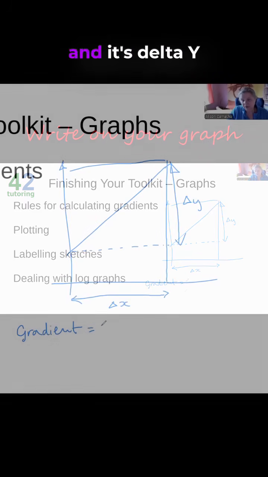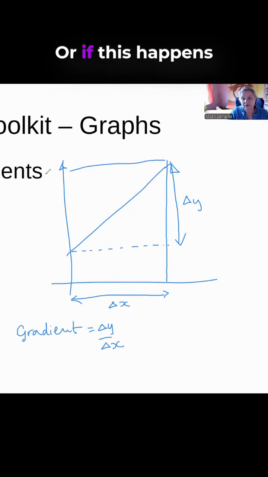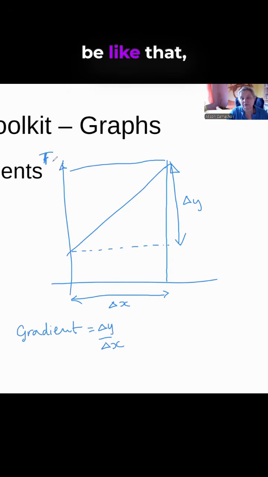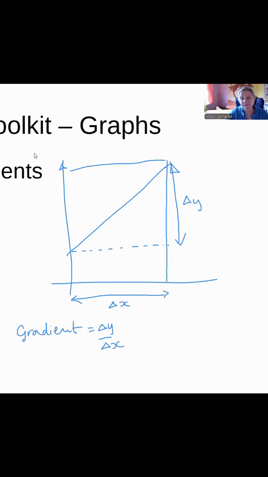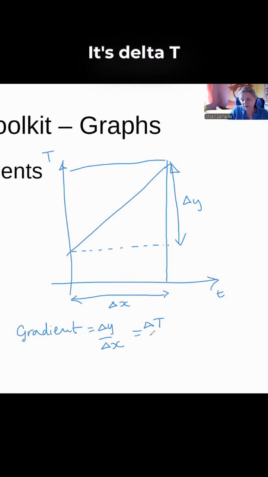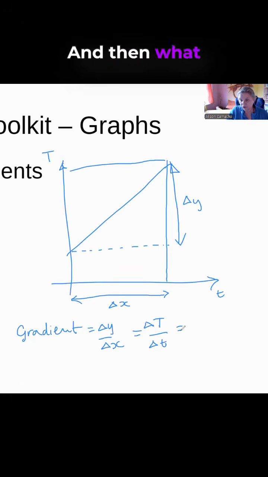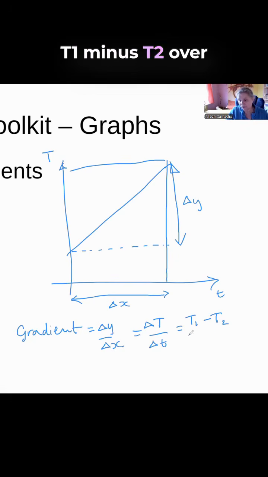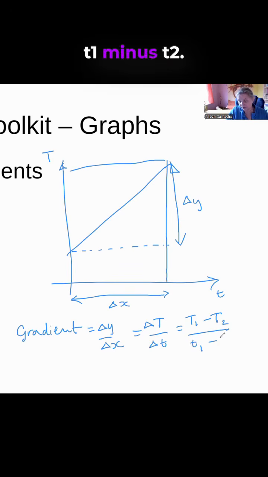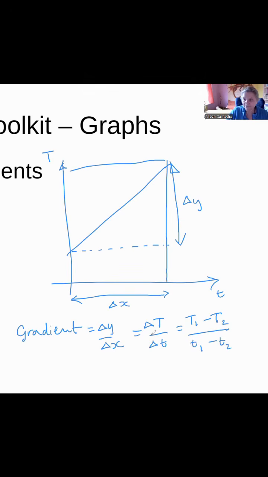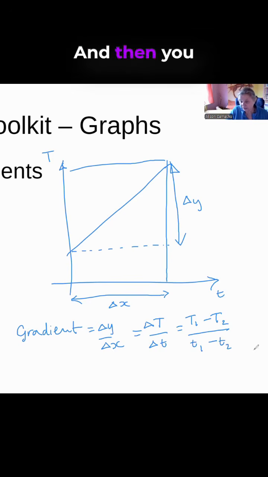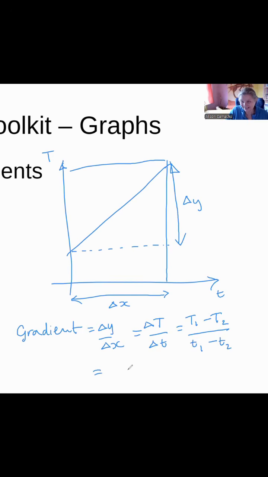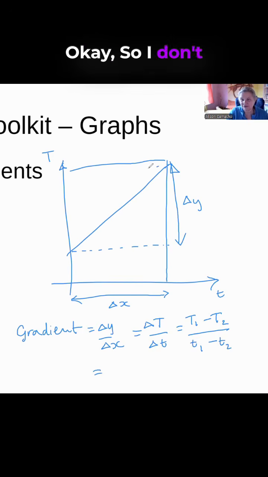Okay, and then I'm going to put the gradient is equal to delta y over delta x. Or if this happens to be like that previous one, let's make it temperature with time, it's delta T over delta t. And then what you should do is T1 minus T2 over t1 minus t2. And then you should put the numbers in.